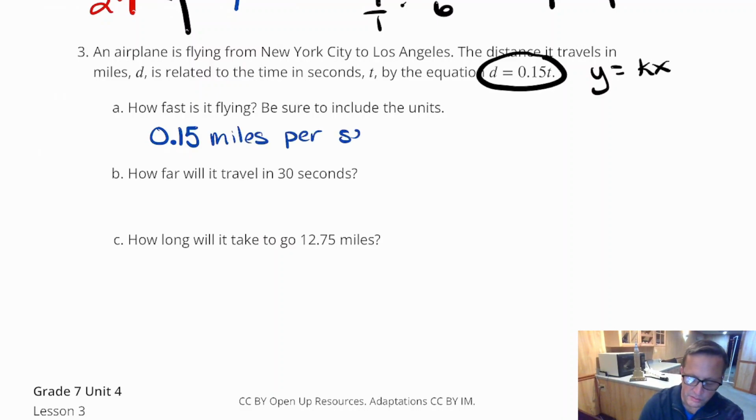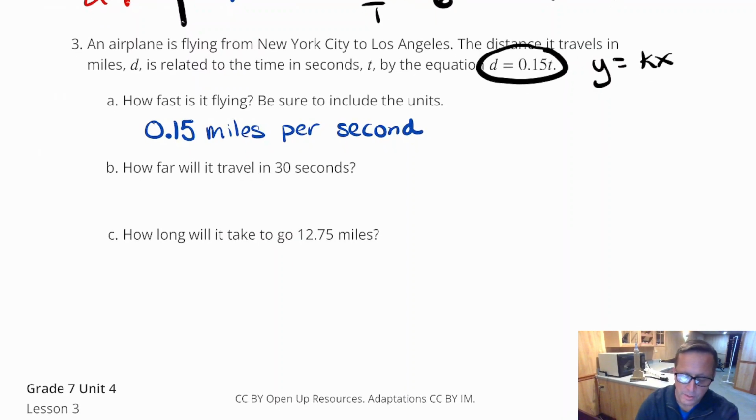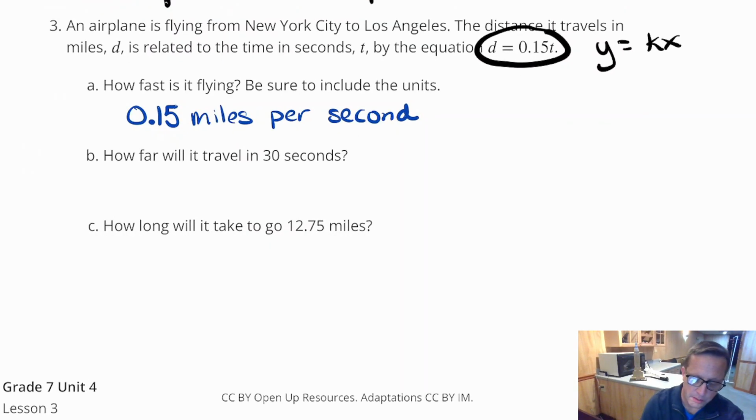per second for every 1 second. So that's a unit rate at which that airplane is flying. Okay, which makes sense because airplanes obviously travel pretty fast. All right, and so how far will it travel in 30 seconds?